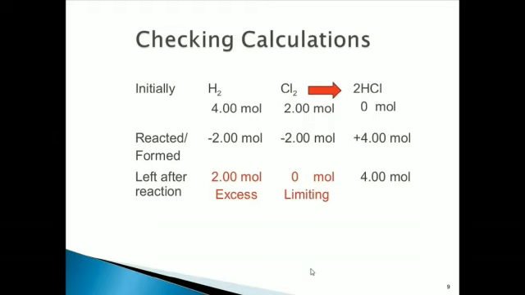Now checking the calculations which you have already covered. Initially 4 mole of hydrogen, 2 mole of chlorine and 0 mole of HCl. As the reaction proceeds, 2 mole hydrogen and 2 mole chlorine are used, and 4 mole HCl is formed. What is left over: hydrogen was 4 mole, so 2 mole is in excess, Cl2 is 0 mole and 4 mole HCl is formed. So among these chemicals, Cl2 is 0 mole, so it is the limiting reactant.